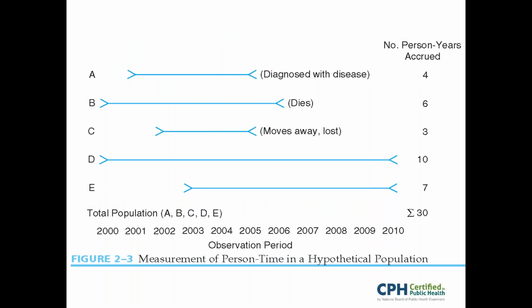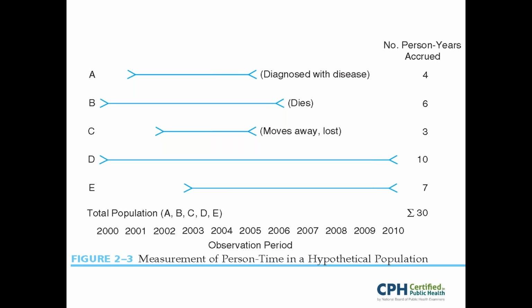Next slide, please. So here we have a hypothetical example of 5 individuals. If you look at line A, you see a person who contributes 4 person years to our study. The person comes into our study in 2001, and in 2005, they're diagnosed with the disease. So again, that's 4 years that they contribute. Person B comes into our study right at the beginning in 2000, and they die in 2006, so they contribute 6 years, so on and so forth.